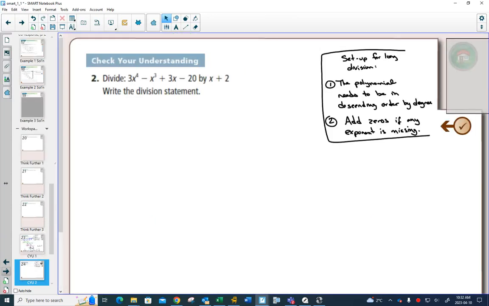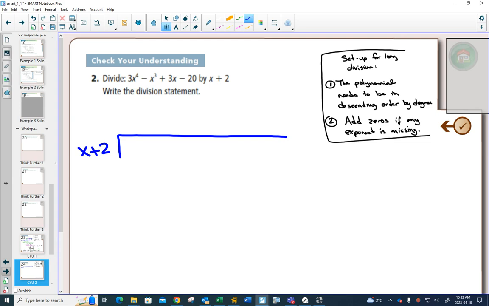So here's our second example. We want to divide 3x to the 4 minus x cubed plus 3x minus 20 by x plus 2. We think about our setup. We have to write it in the right order, and we have to add zeros if things are missing. So in this one, we're dividing by x plus 2. We'll start off right away by using the same colors I've been using the whole time.